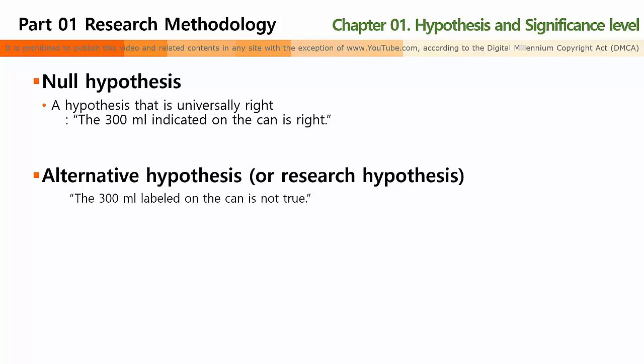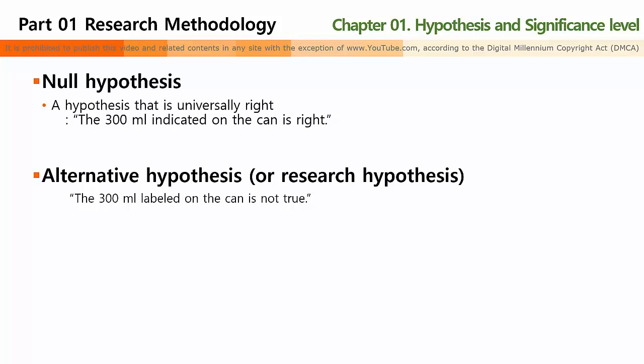Now imagine that there is a beverage labeled 300 milliliters. By the way, if a researcher studies the correctness of the 300 milliliters written on the beverage, the researcher would like to verify that this beverage is not 300 milliliters. The reason why we think so is simple, because if 300 milliliters is right, it is not necessary to do the research. The research hypothesis is that the researcher has claims such as it is not what it is.